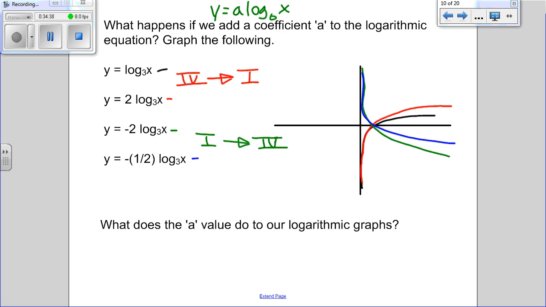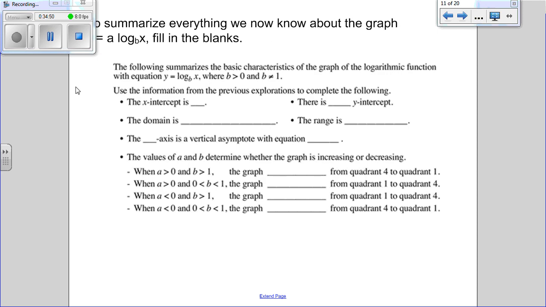To draw some conclusions about our little log graphs, we can't draw nearly as many. The first thing we can say is that our x-intercept is at 1 and that there is no y-intercept. So that's opposite of each other. The domain now is x greater than 0. And if you look, it was true for all of our graphs. We never were facing the other way. The range is now y is an element of the real numbers.